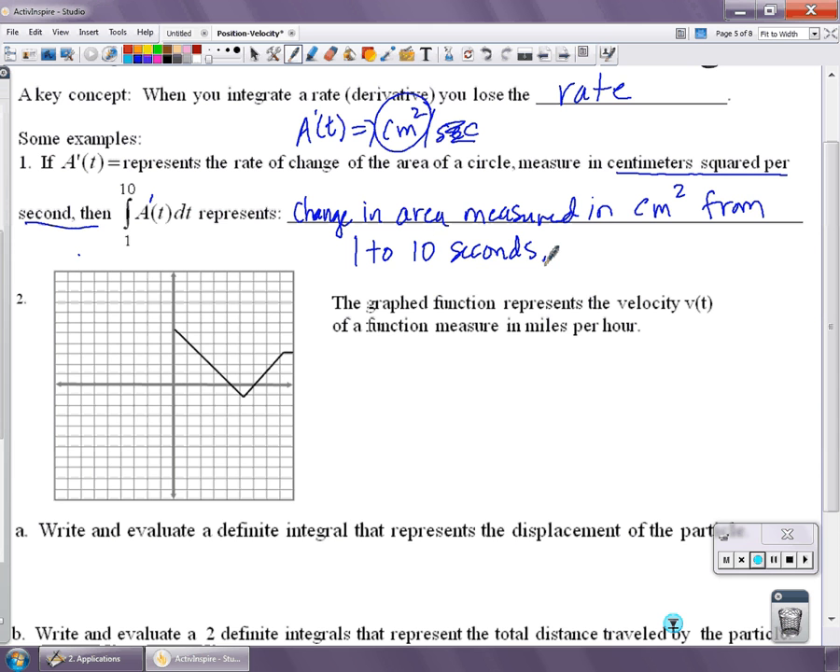That's what that definite integral represents. So if you understand that idea of when you integrate a rate, you lose the rate, you can always figure out what you're actually measuring.